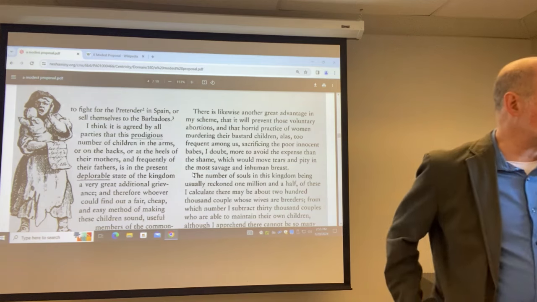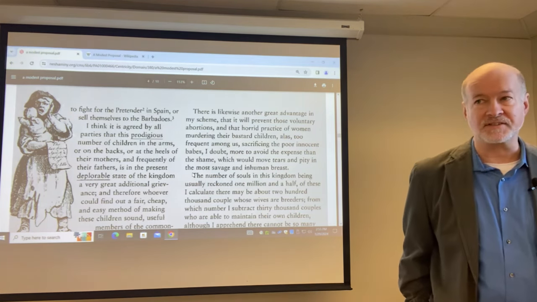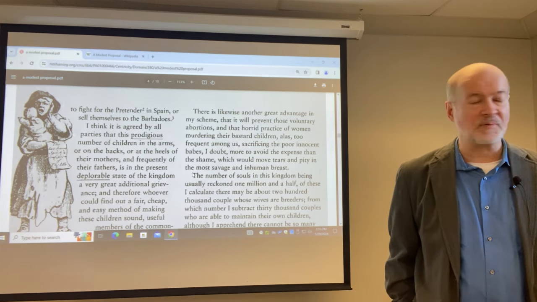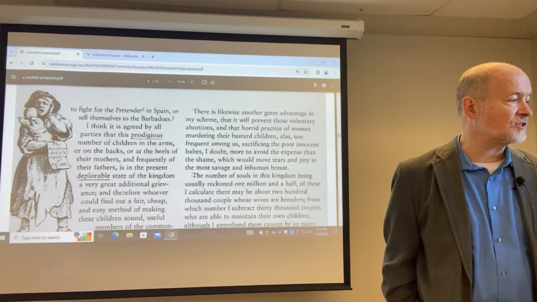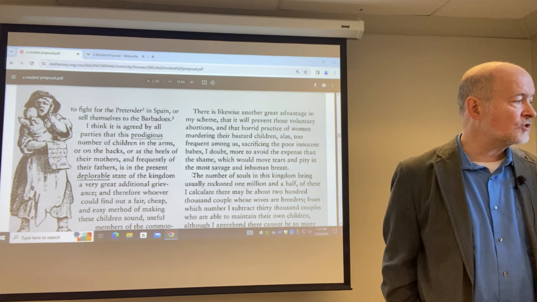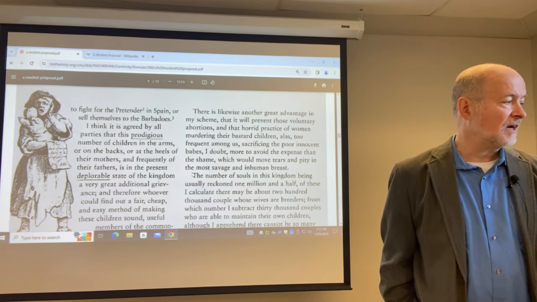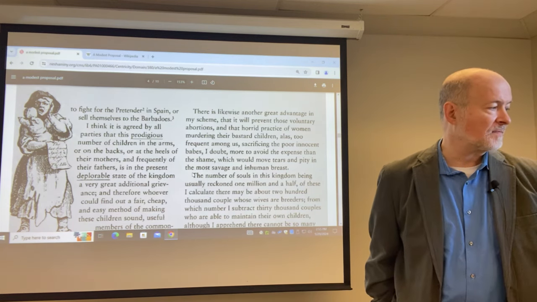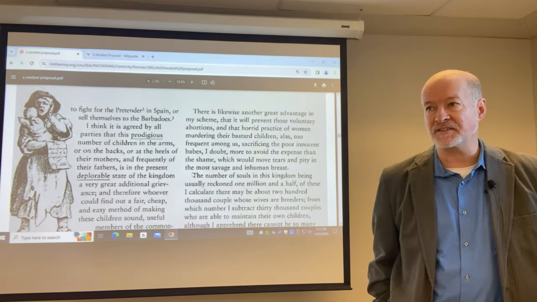And there is likewise another great advantage in my scheme, that it will prevent those voluntary abortions. Oh, that's very Christian as well. It'll prevent voluntary abortions and that horrid practice of women murdering their bastard children, alas, too frequent among us, sacrificing the poor innocent babes, I doubt, more to avoid the expense than the shame, which would move tears and pity in the most savage and inhuman breast. Now, what is intended by that phrase?